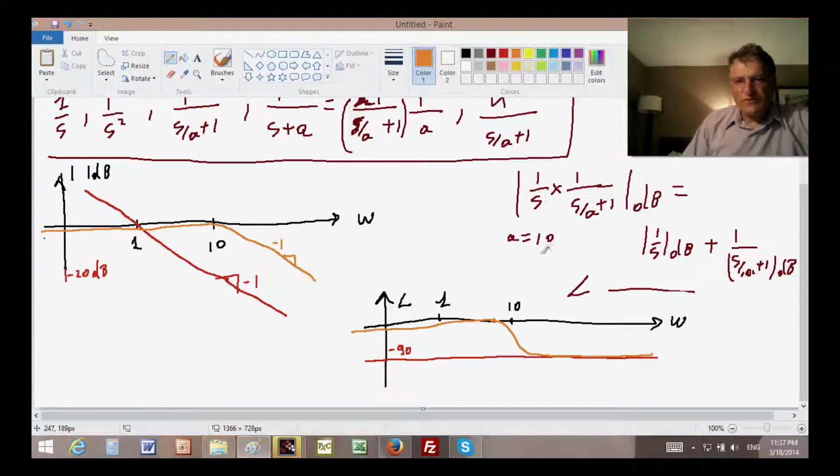So if you have the product of these two transfer functions whose Bode plot we want to plot, it is very simple. We take the magnitude plot of 1 over S, we take the magnitude plot of 1 over S over A plus 1, and we add them up. So what does that mean? That means that up until about 10 radians per second, the sum of these two is just the red thing, because the orange thing is at 0 decibels.